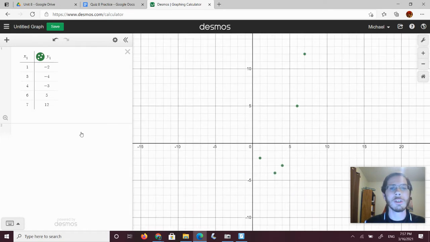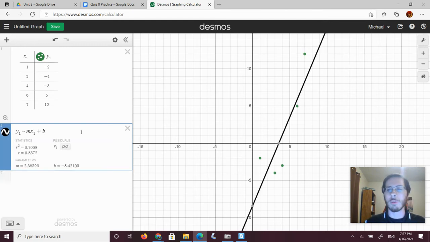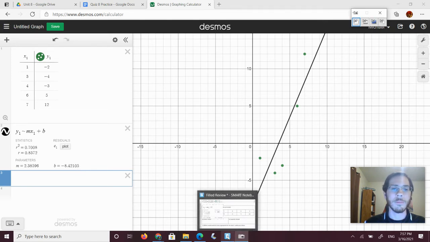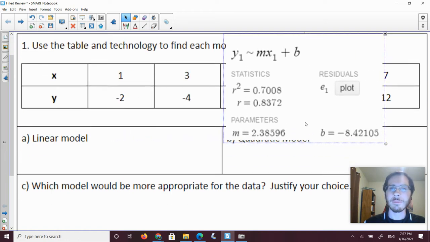So first thing to do, it says to find a linear model. So we're going to use the linear model. So we're going to do the y1 tilde mx1 plus b. And so we're going to check out what we've got. So we can see over here we've got our parameters and our statistics. So I'm going to screen grab those. There we go. Nice. So now I can just refer to them while I work over here.